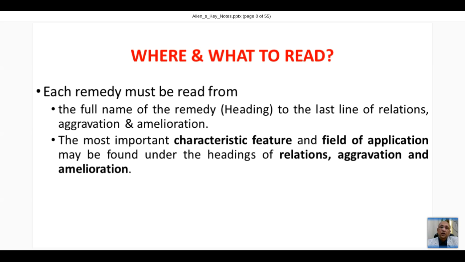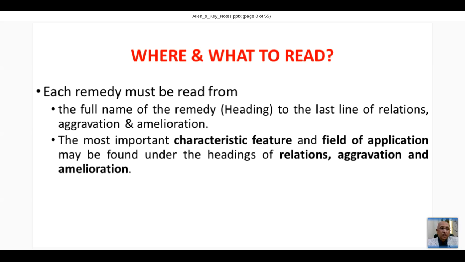All those things have been mentioned in this relation part, or which remedy follows well, which remedy you should not use. Everything is given in this relationship. And that's why, my dear friends, don't forget the last part of every remedy, that is relations, aggravations and amelioration. So first important thing, from the top to the bottom, everything from the remedy should be read.